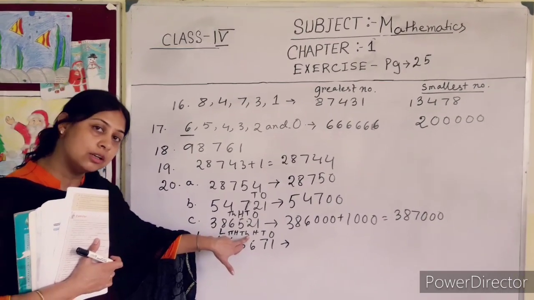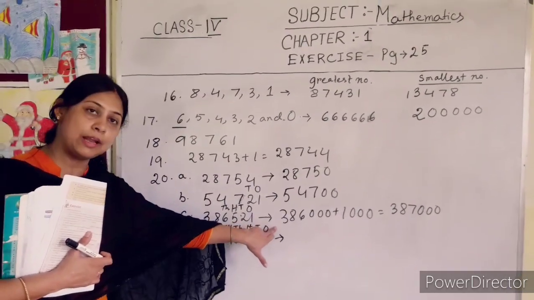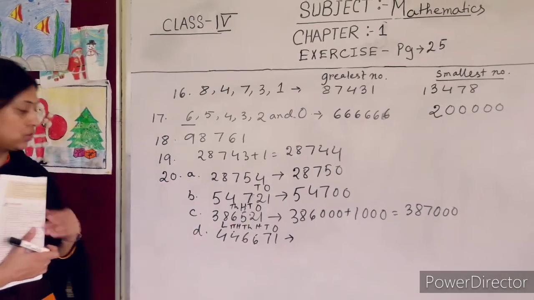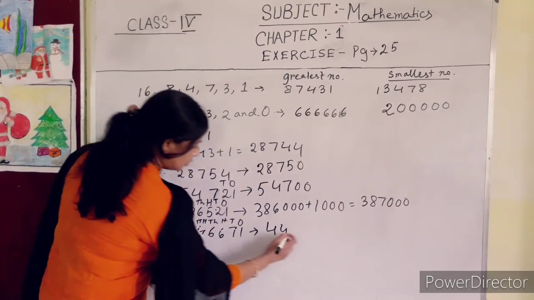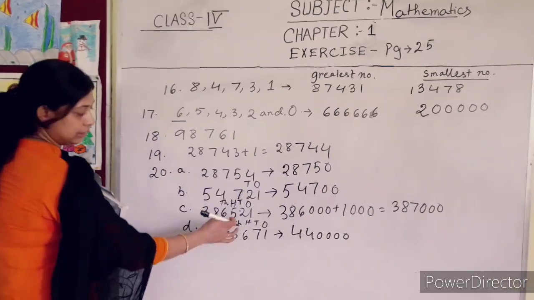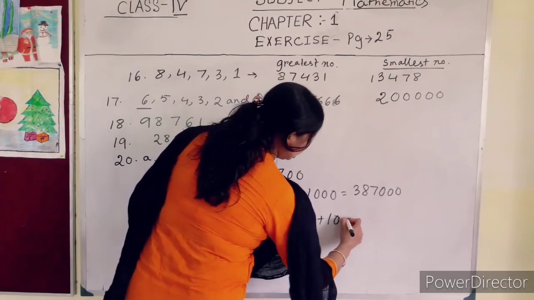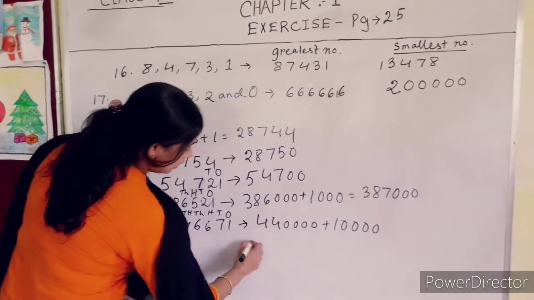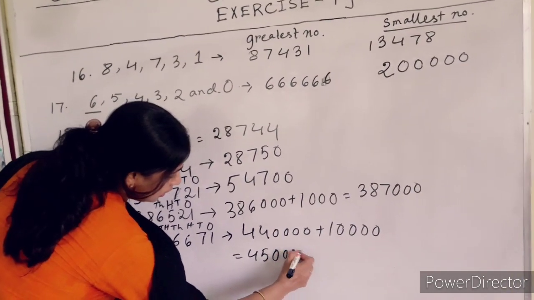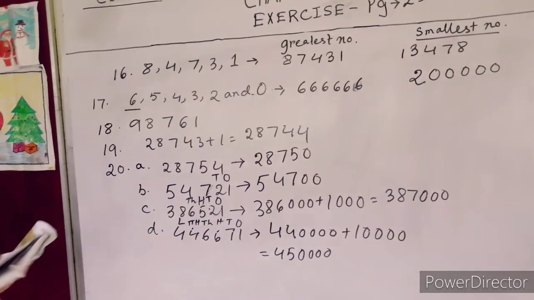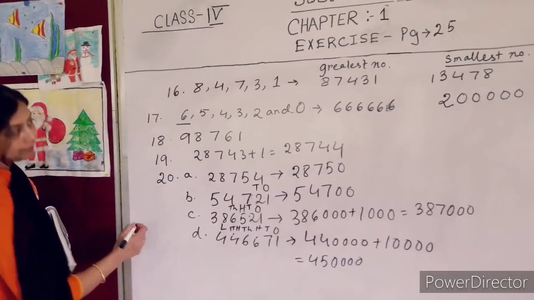So it is more than 5. So first you put 0 in 1,000, 100, tens and 1 place. After that you will add 10,000. So your answer will be first you put 4,4,0,0,0, then add 10,000. So your answer will be 4,50,000. Clear?